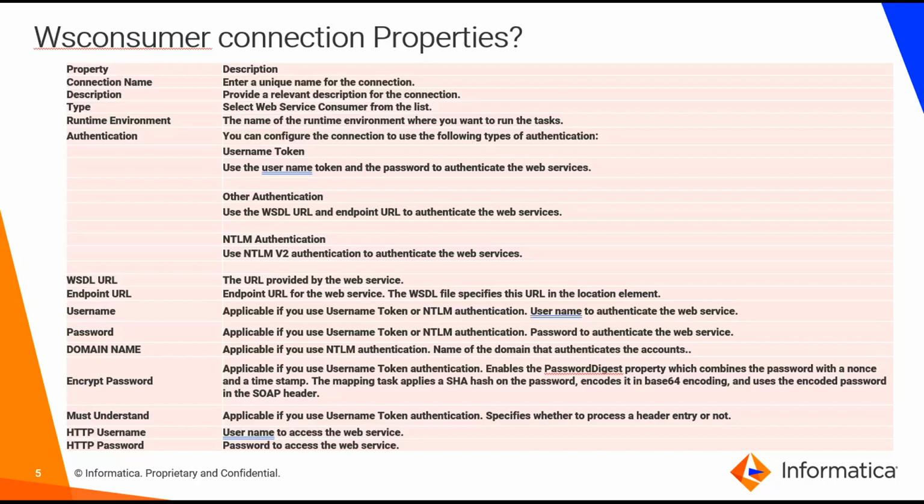Encrypt password is applicable if you use username token authentication and it enables the password digest property which combines the password with a nonce and a timestamp. The mapping task applies a SHA hash on the password, encodes it in base64 encoding, and uses the encoded password in the SOAP header. Must understand is a property which is applicable if you use username token authentication. It specifies whether to process a header entry or not. HTTP username and HTTP password are applicable for accessing the web service if you have authentication.